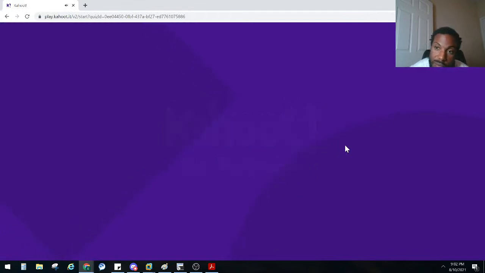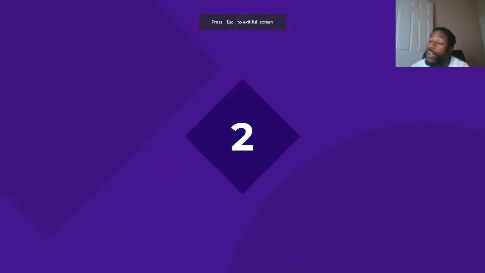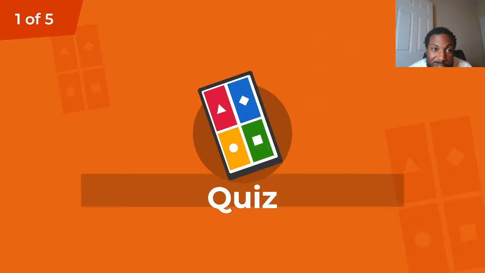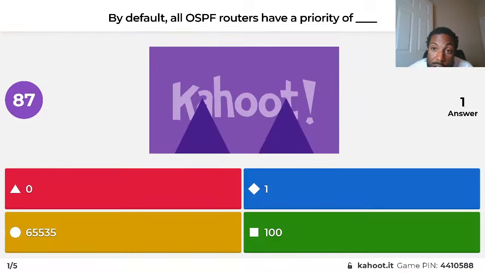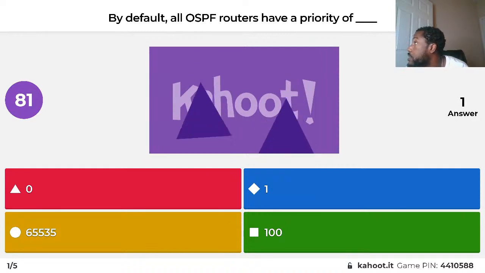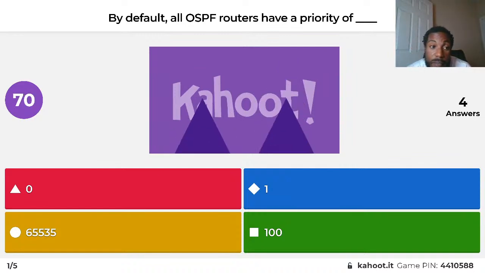Y'all ready? All right, BDR quiz number 1. Y'all let me know. I hope this gives y'all some time and y'all can see this stuff, right? 1 out of 5. By default, all OSPF routers have a priority of what? There's only a couple of y'all. I guess if y'all want to join, I didn't lock it. I hope this gives y'all enough time to answer. Y'all let me know if y'all can't see.